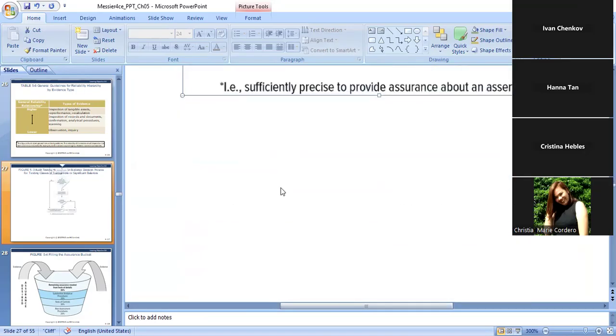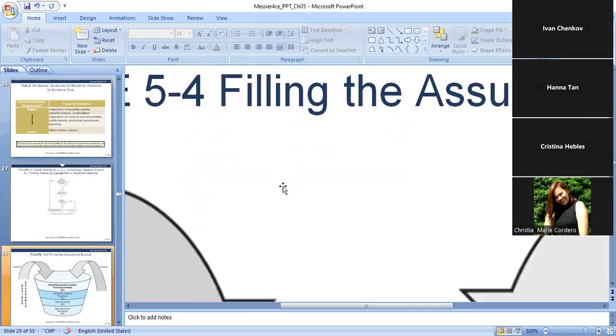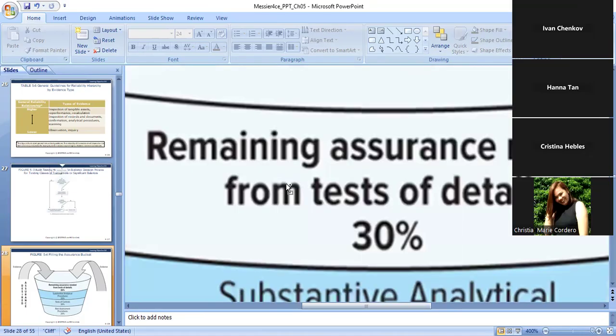Let's move to the next one. Just a second. Now, let's make it smaller. Back to smaller, to the original size.